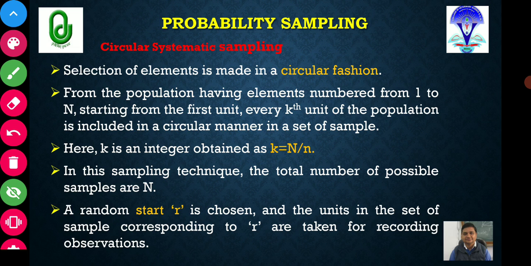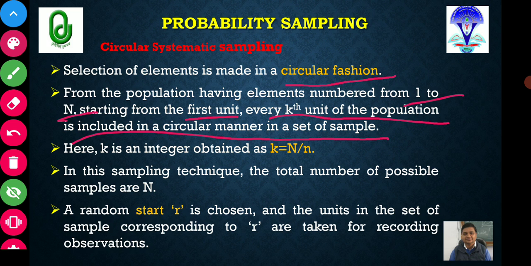Now another small modification of systematic random sampling is circular systematic sampling. This is quite similar to systematic random sampling. Here the selection of elements is made in a circular fashion. What is circular fashion? We will see, it will be clear. From a population having elements numbered 1 to capital N, starting from the first unit, every kth unit of the population is included in a circular manner in the set of samples.